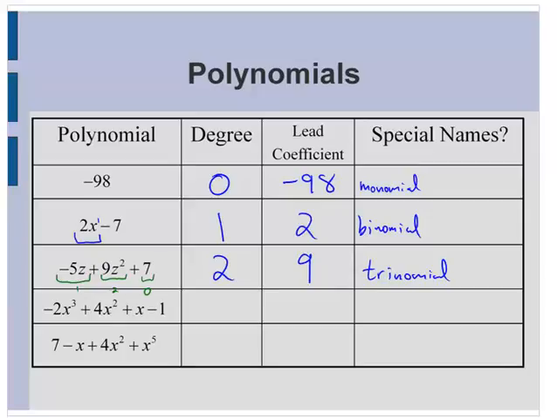Alright, why don't you try the next two on your own? Determine the degree and lead coefficient. Don't worry about any special names. Alright, so let's see. The first monomial has degree 3, degree 2, degree 1, degree 0. So this has degree 3, and the lead coefficient is negative 2. Notice also that this polynomial is written in what's called descending order.